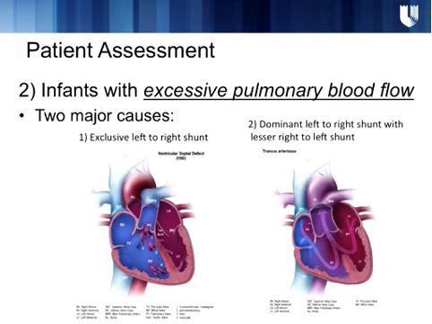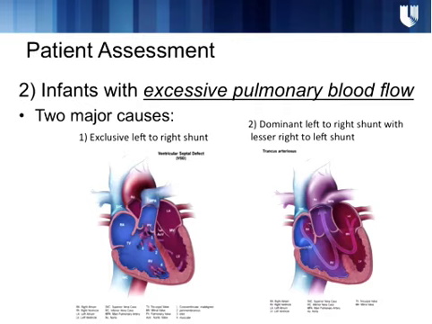There are two major causes for this. First is exclusive left to right shunt, and the second is a dominant left to right shunt with lesser right to left shunt. So first we'll talk about patients with exclusive left to right shunts, using ventricular septal defect as an example. So as you see, the patient's systemic veins enter the right atrium as normal. Blood crosses the tricuspid valve, enters the right ventricle, which then pumps blood to the lungs. Blood returns to the left atrium, enters the left ventricle, which then normally pumps blood to the body.